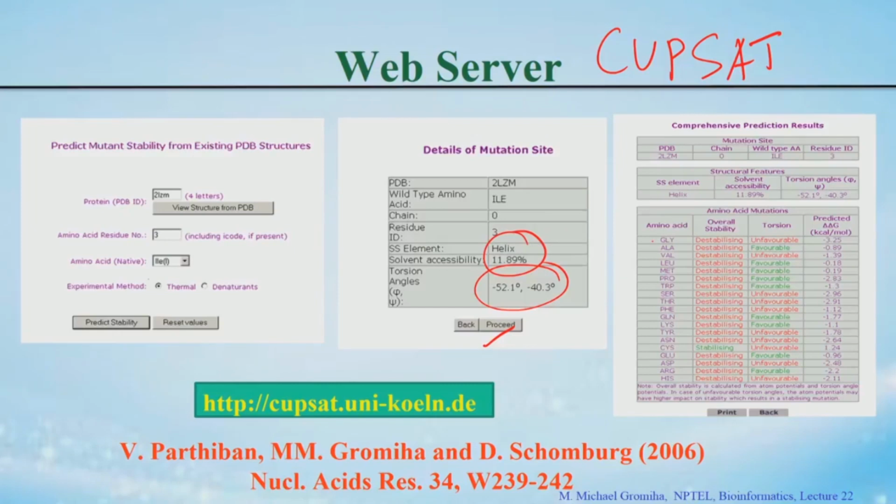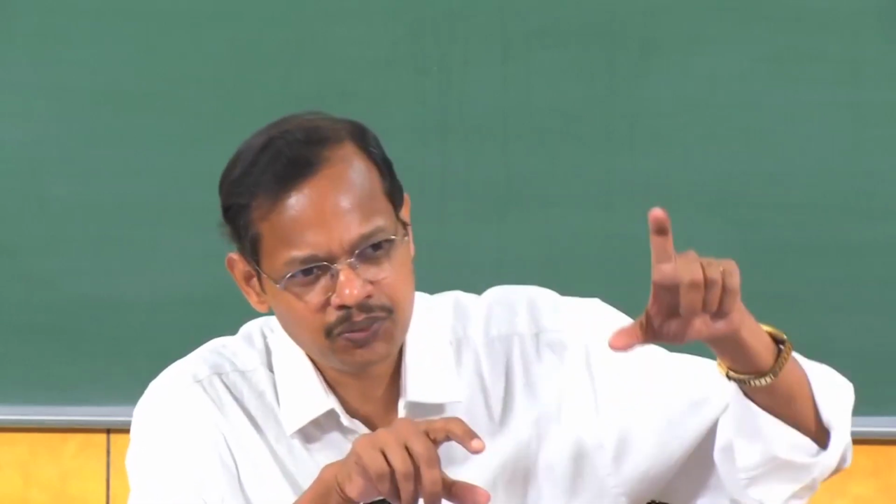For this mutation, the isoleucine is mutated to all the 19 cases, and here the overall stability is stabilizing or destabilizing, torsions favorable or non favorable, and you can see the predicted delta G. So, in one stretch you can get all the values for all the 19 mutations. This case requires the structure, because we need to calculate the distance potential and the torsion potentials, and that requires structure.